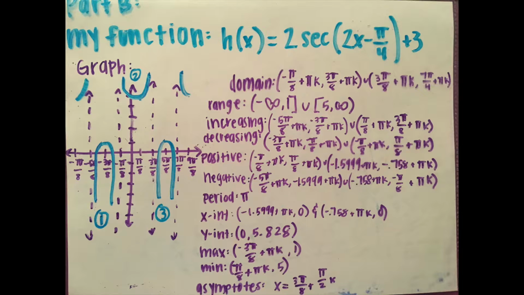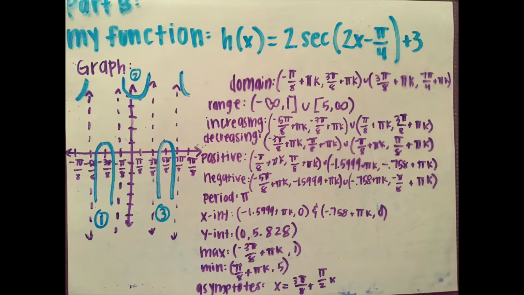So the only thing that I had to change for part B was that I had to create a function whose asymptotes go through the extrema of my sine function that I found in part A. And so all that I did was change my sine graph to be a secant graph. And so this function gave me h(x) = 2 sec(2x − π/4) + 3.